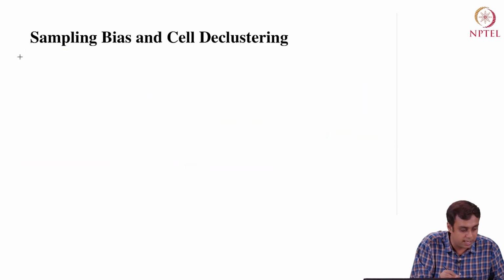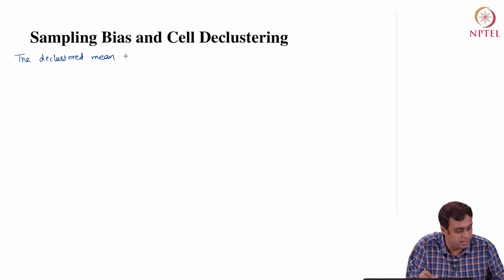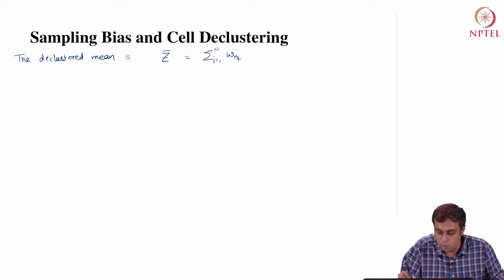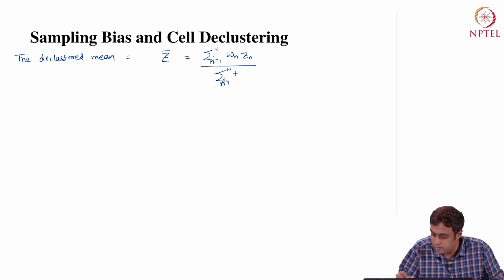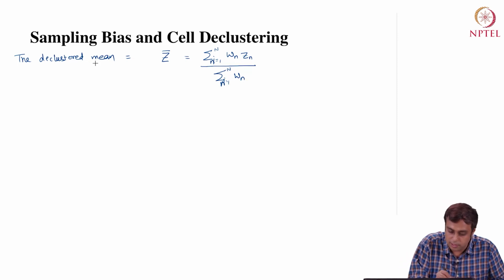our summary statistics. We can say the declustered mean. What would be a declustered mean? It will be Z bar equals summation n equals 1 to capital N Wn times Zn, divided by summation n equals 1 to N Wn. Okay. So this is the sample mean.